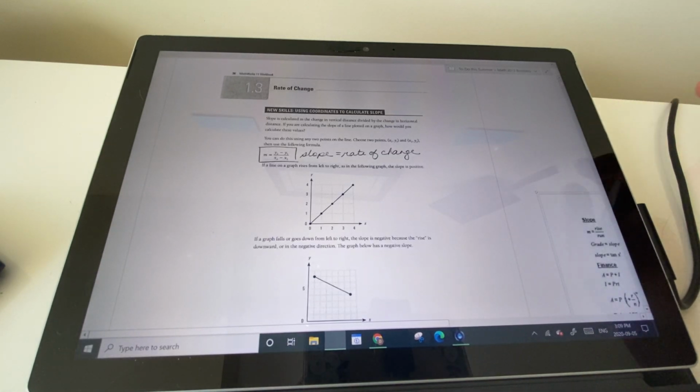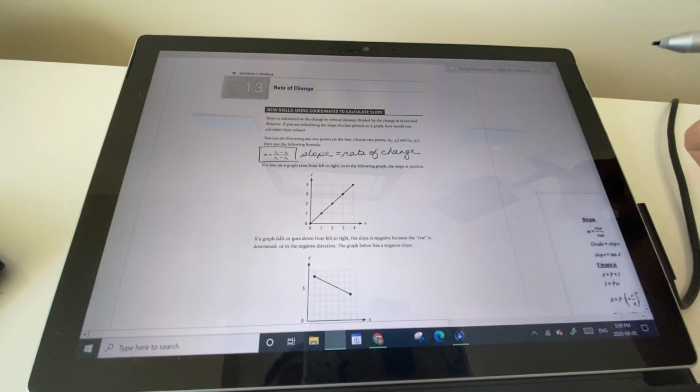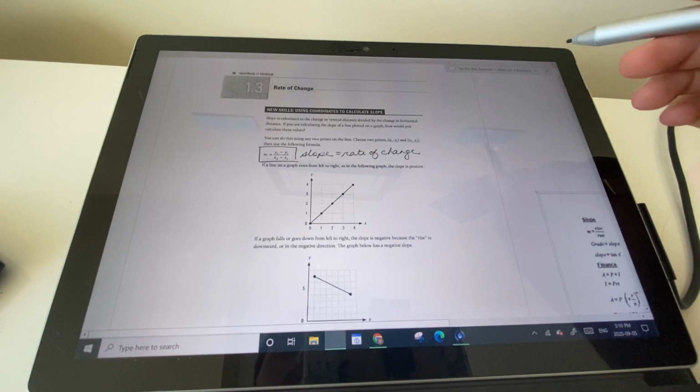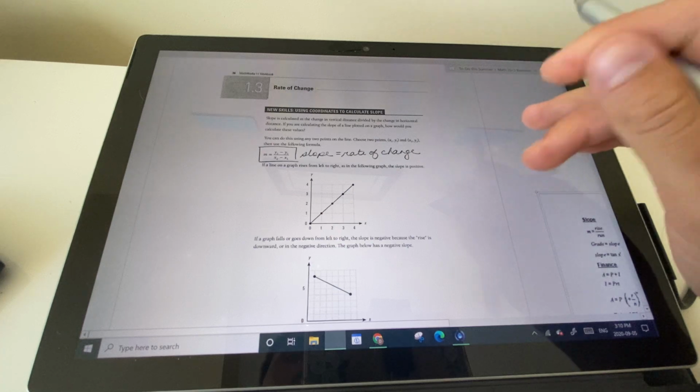Hi there, Math 20-3. So we are going to focus on chapter 1.3, rate of change. This is something you might have seen a little bit in 10-3. Maybe if you took 10C, this is something you've also seen. It's another way to calculate slope, but this time we're using the graph.